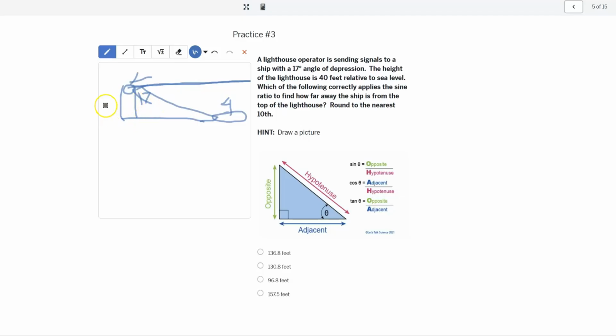The height of the lighthouse is 40 feet relative to sea level. So we're just going to say that's 40 over here. Which of the following correctly applies the sine ratio to find out how far away the ship is from the top of the lighthouse? Since we're looking at the top of the lighthouse to the ship, we're basically asking for the hypotenuse, right? Or this side here.